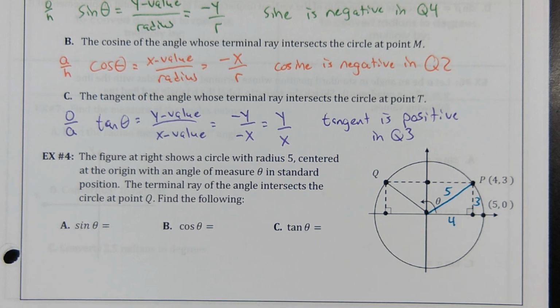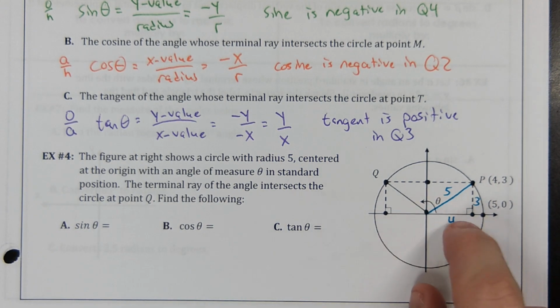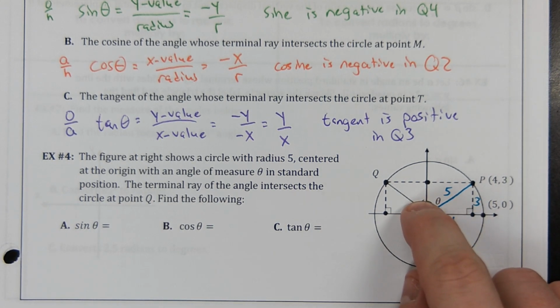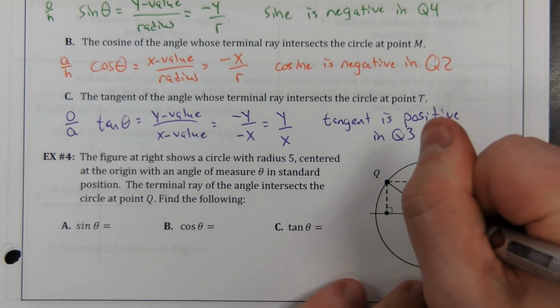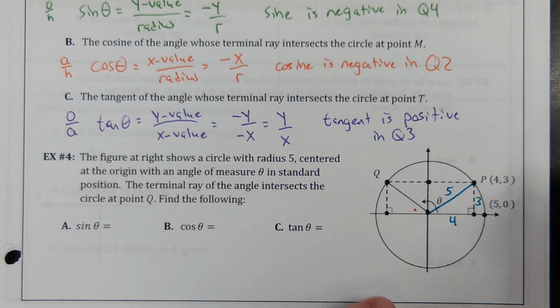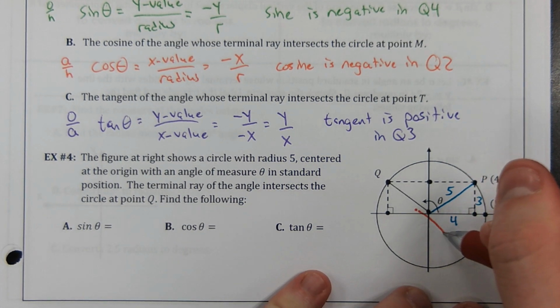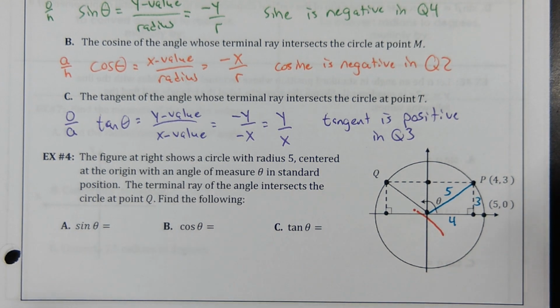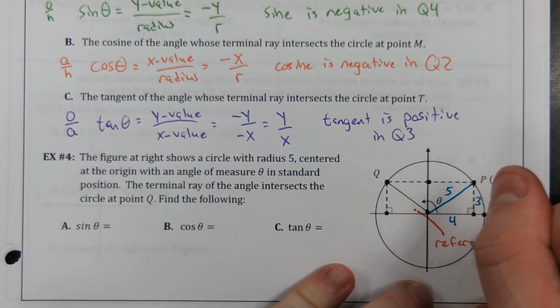And there's others, obviously. Anyway, what do we have going on here? The figure at the right shows a circle with radius of 5, centered at the origin with an angle measure of theta in standard position. The terminal ray of the angle intersects the circle at point Q. See, look. Theta is actually out here. This angle right here is the angle that we reference when we talk about our SOHCAHTOA, our opposite, adjacent, or hypotenuse. Because of that, which I don't use SOHCAHTOA, it's called a reference angle.